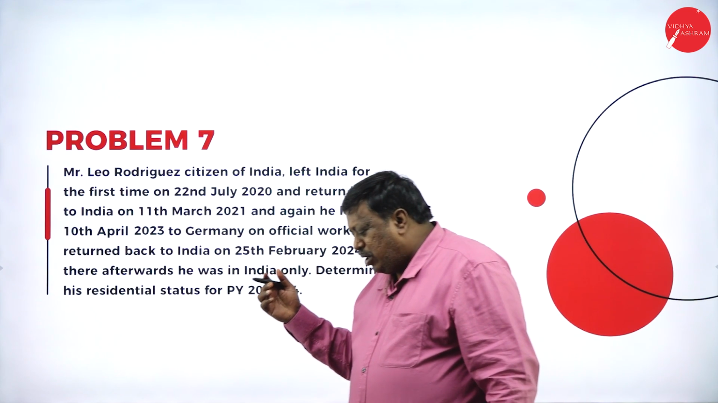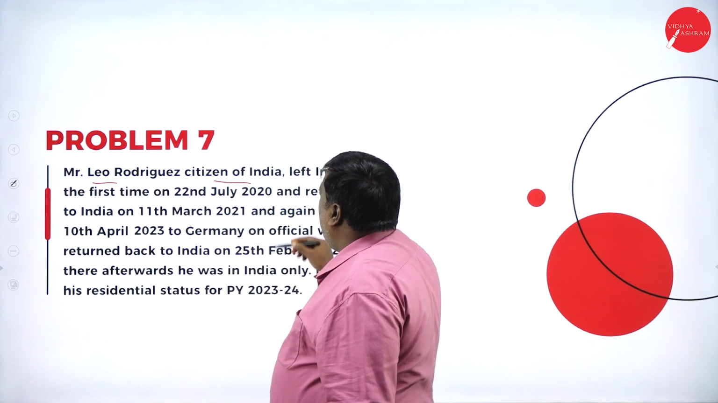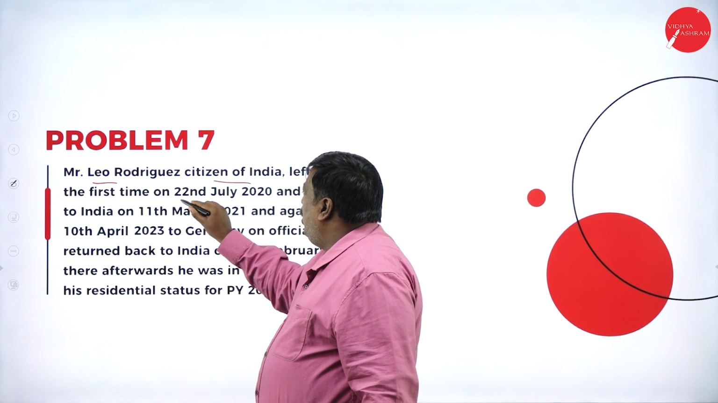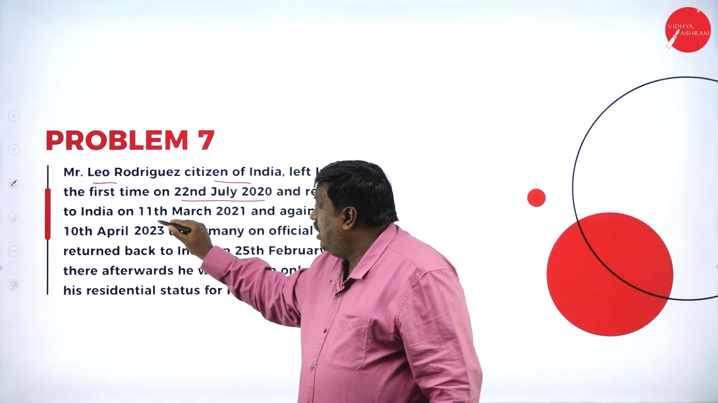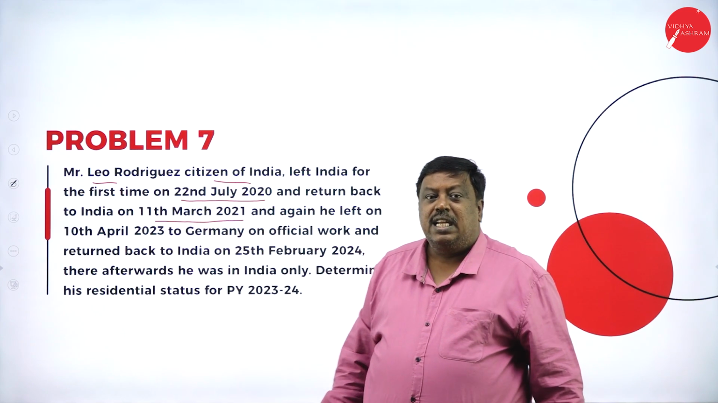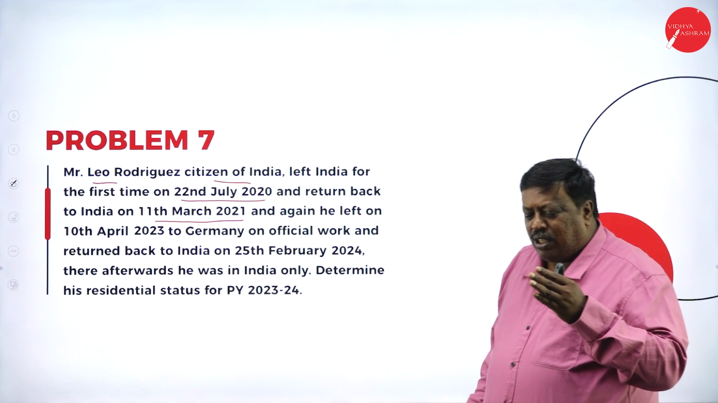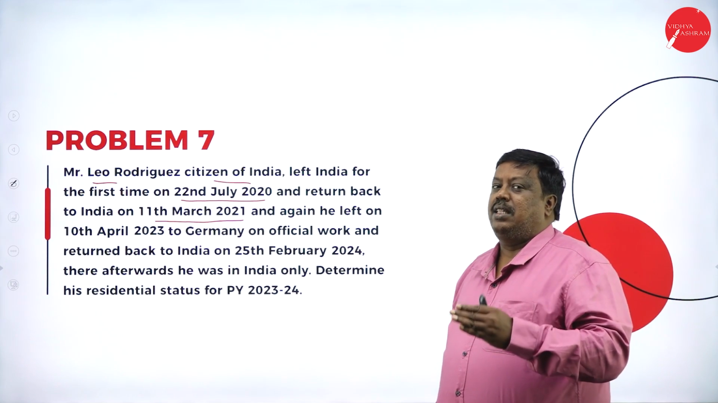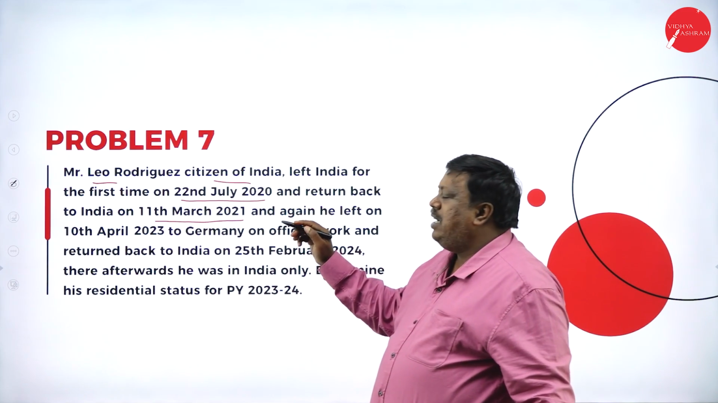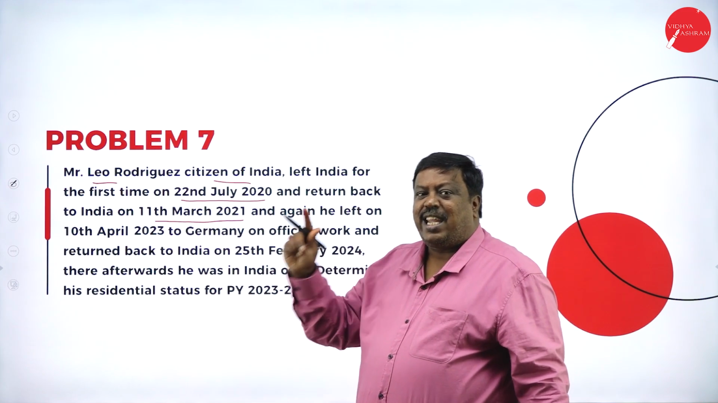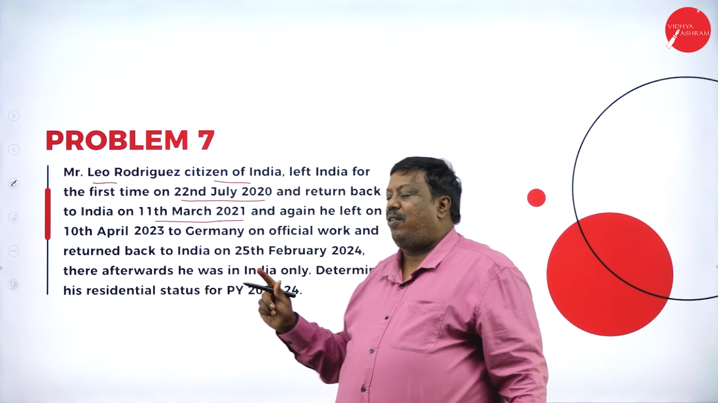The problem we are going to solve: I'm Mr. Leo, citizen of India. I left India for the first time on 22nd July 2020 and I returned back to India on 11th March 2021. It means up to 21st July 2020, I was in India only from my birth. So from my birth up to 21st July 2020, I was in India. On 22nd July 2020, I left India for the first time in my life.